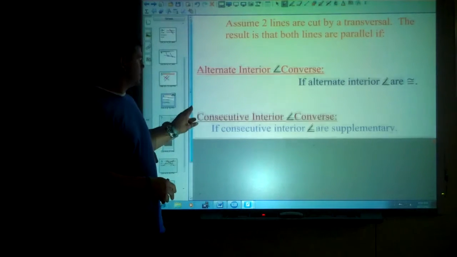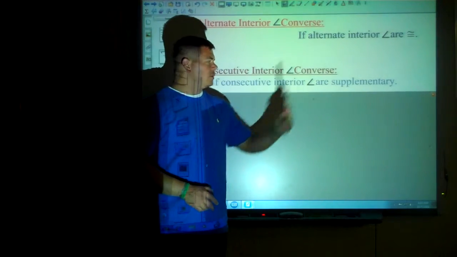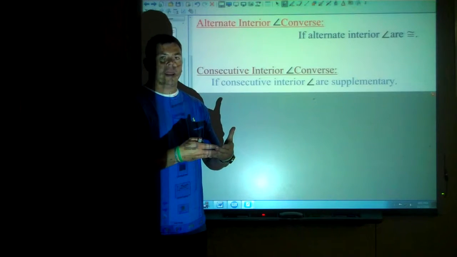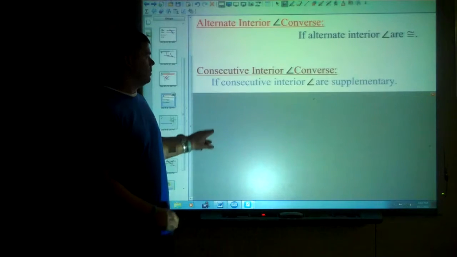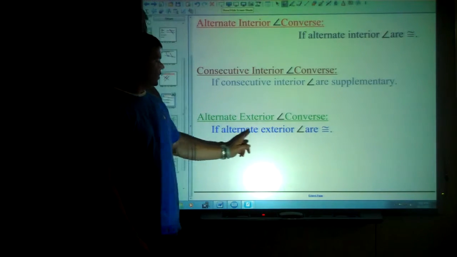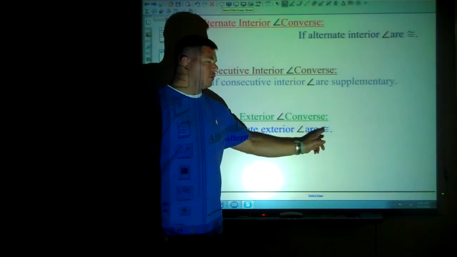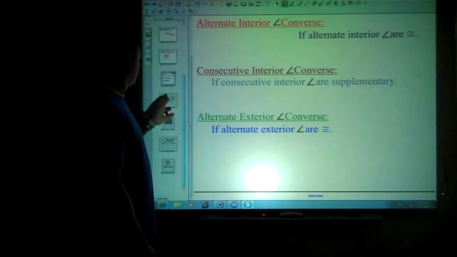The consecutive interior converse: if the consecutive interior angles are supplementary, meaning the two add together to make 180, then you know the lines that they are inside are going to be parallel. And the alternate exterior converse: if the alternate exterior angles are congruent, then you know the lines you're dealing with are going to be parallel.